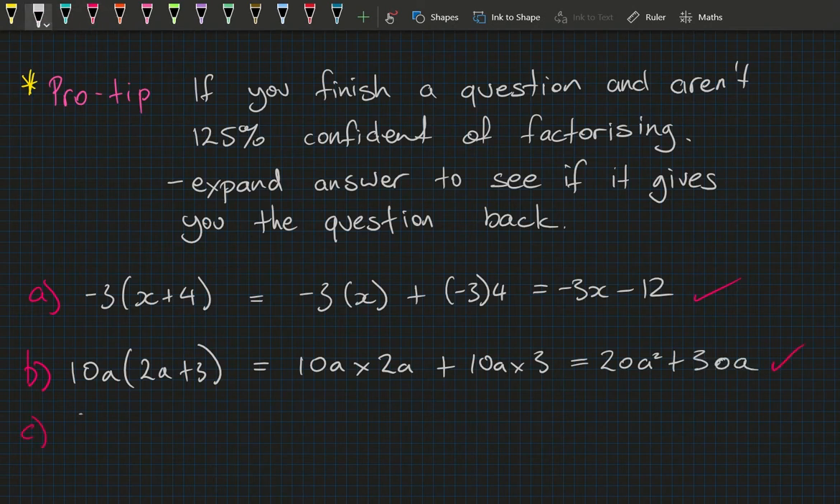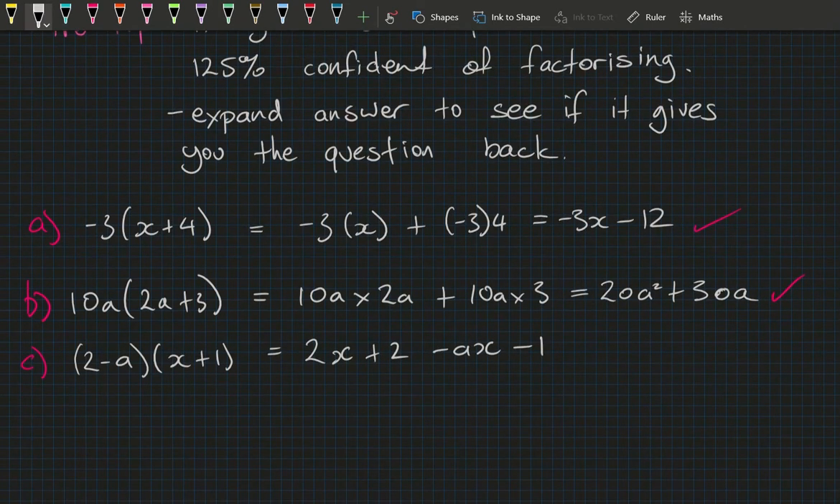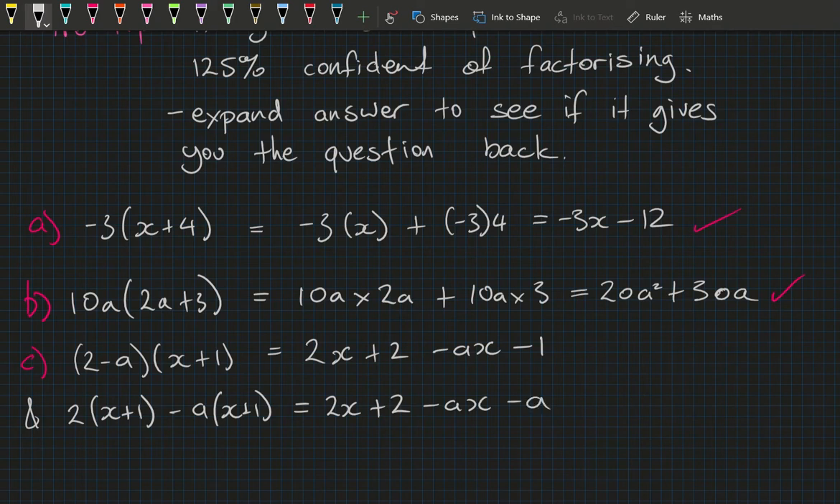And for part C, our answer was (2 minus a) times (x plus 1). And using FOIL, we end up with 2x plus 2 minus ax minus a. And the question for part C was 2 times (x plus 1) minus a times (x plus 1). Well, if we expand each of those brackets, we end up with 2x plus 2 minus ax minus a. And hey presto, we've got the right answer.